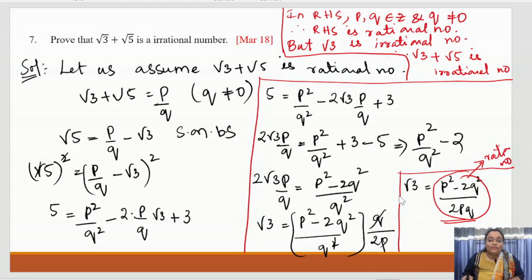Right? Now we know that root 3 is a irrational number. So it is contradicting to our assumption that root 3 plus root 5 is a rational number. Yes. So therefore we can say root 3 plus root 5 is a irrational number. Okay.